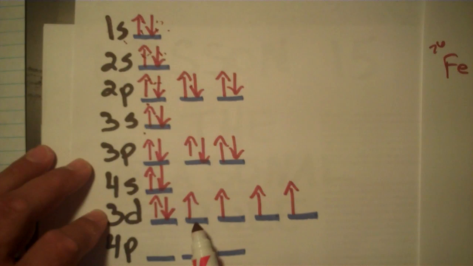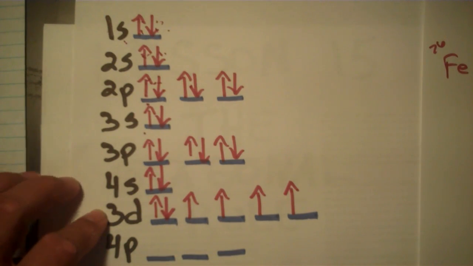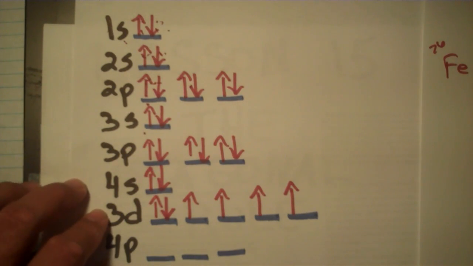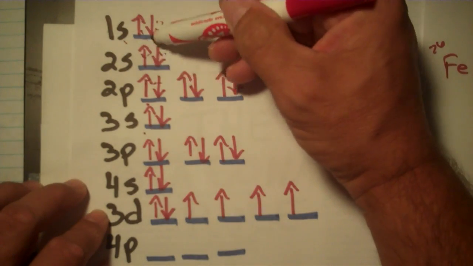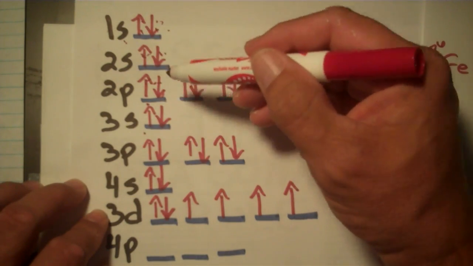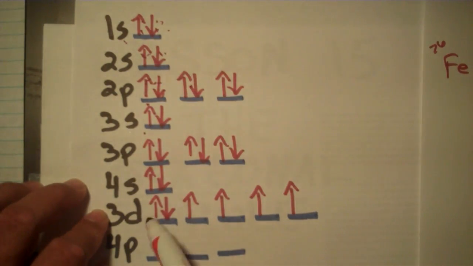We call these single electrons. So I've got a pair and then 4 single electrons on my 3D. So a lot of times when I talk about a pair of electrons, this is what I'm talking about. On the orbital, you've got a one up and one down, or a pair. If I say a single electron, I'm talking about just one electron on that orbital.